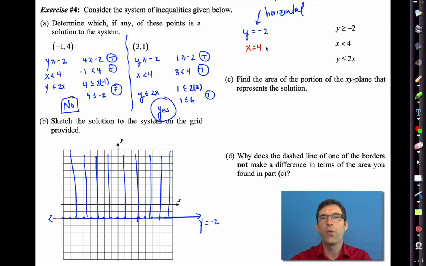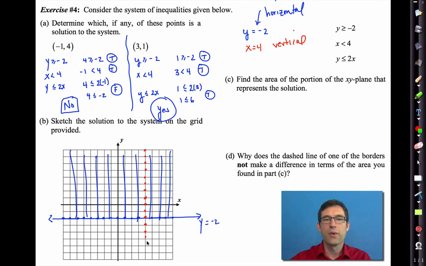X equals 4, that's going to be vertical, right? And that's 1, 2, 3, 4. Any point along this line, right, has an x coordinate of 4.